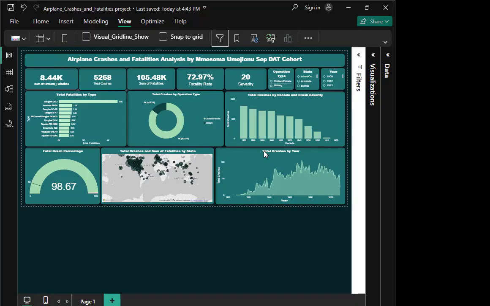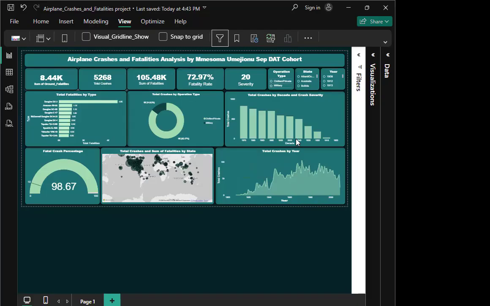Moving on to this area chart right here, we can see that it shows the total crashes by year. Crashes steadily increased from the early 1900s and picked up around the mid to late 20th century, and then declined sharply after the 2000s. This reinforces the earlier insights that modern aviation has become significantly safer over time.